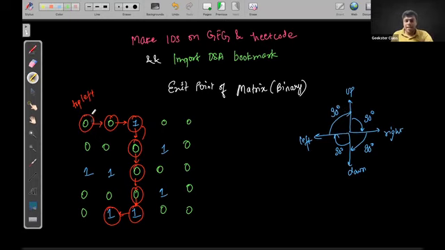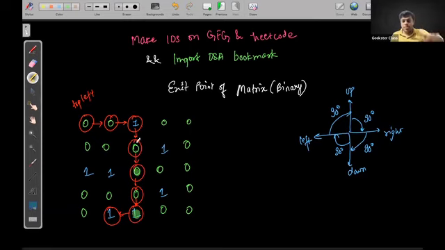So we are starting from the top left corner. Initially, the coordinate will be top left, this is 0,0, and the direction will be right. So we are starting from this, going rightwards. We encounter a one, so move 90 degrees clockwise, that is, now go towards down. Down, zero, same direction, down. Zero, same direction, down. Zero, same direction, down.